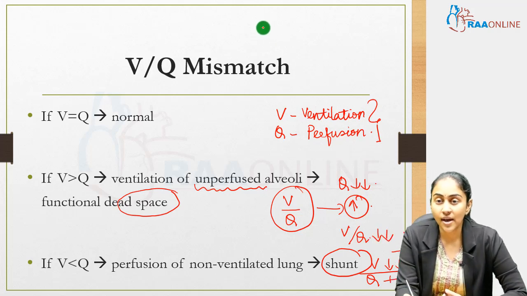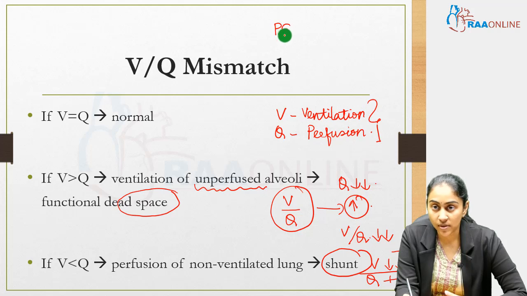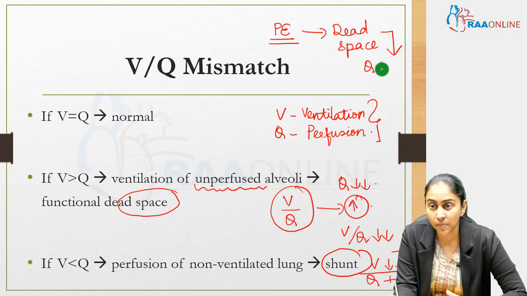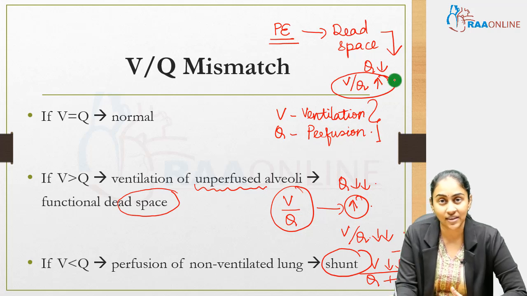So, for example, take pulmonary embolism. In pulmonary embolism, what happens? A few alveolar segments of the lung are not going to be well perfused. So that is going to give rise to a dead space physiology. Whenever we say dead space, remember perfusion is impaired. Therefore, the VQ ratio will be described as increased.